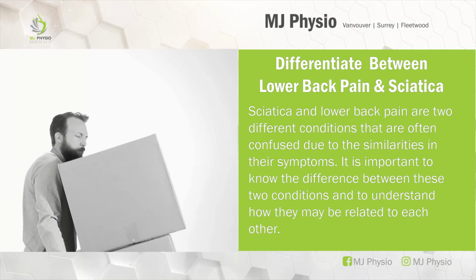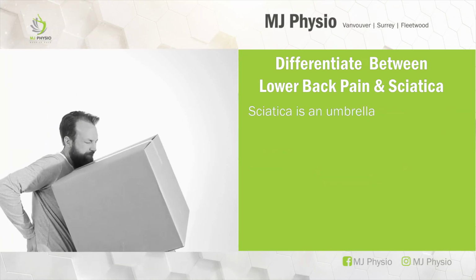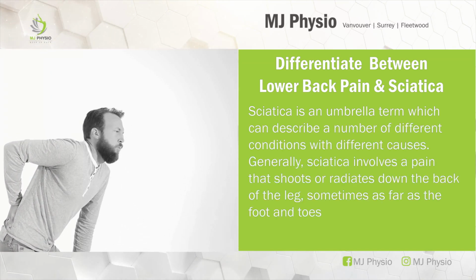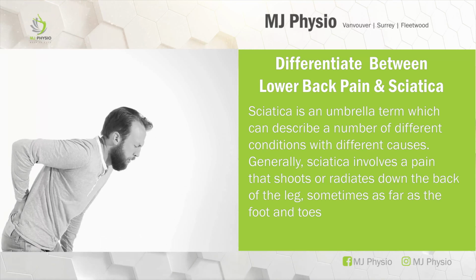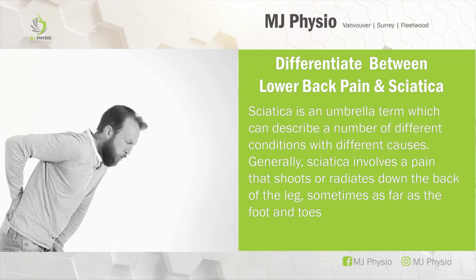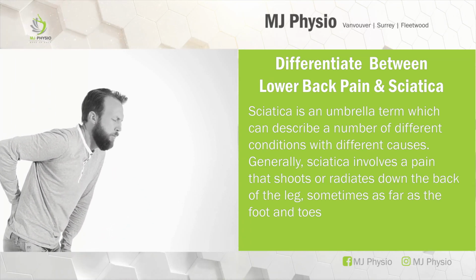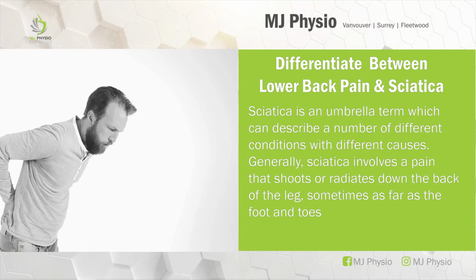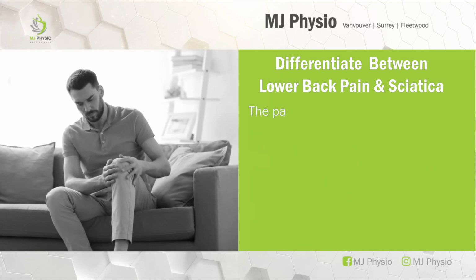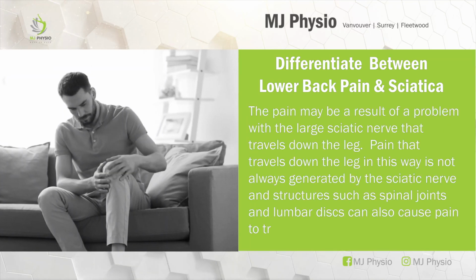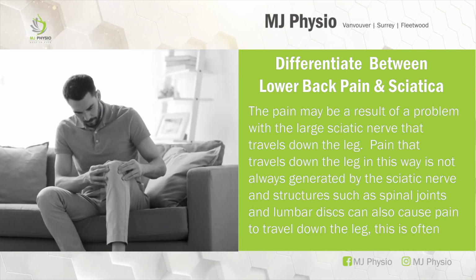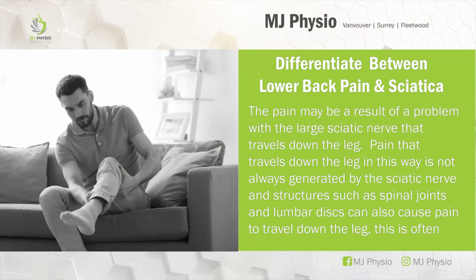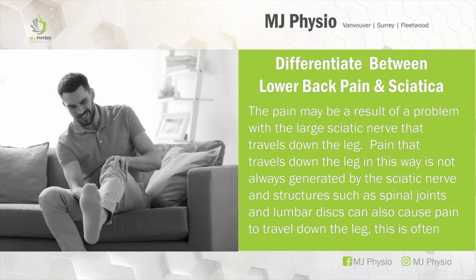So first, let's go to sciatica. Sciatica is an umbrella term which can be described in a number of different conditions with different cases. Generally, sciatica involves a pain that shoots or radiates down the leg to the foot and toes. The pain may be a result of a problem with the large sciatic nerve that travels from the buttocks down the leg. The pain that travels down the leg in this way is generated by the sciatic nerve.